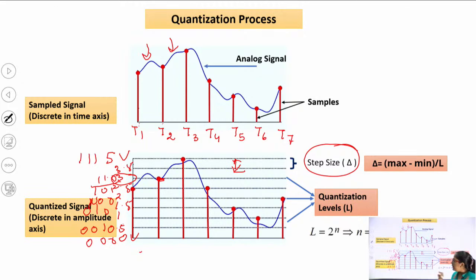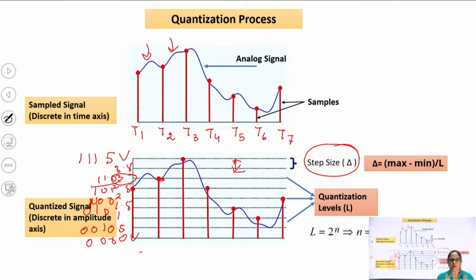So this is the way we can convert our analog signal into a digital signal: with the help of sampling by discretizing in the time axis, and with the help of quantization by discretizing in the magnitude axis, and then by encoding the quantized data, we get the digital data. Here we have obtained a relationship between the step size and the number of levels. If we know in how many bits we want to encode our information, it will decide the number of levels.